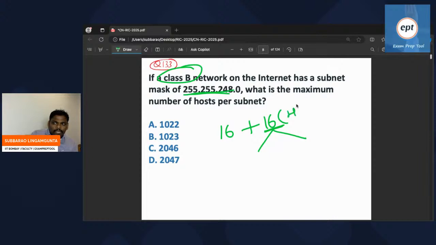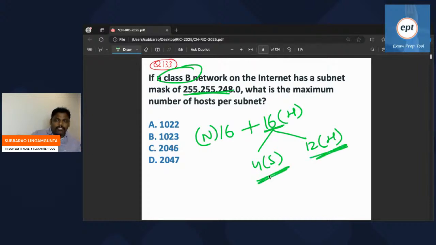Actually, 16 bits for host, 16 bits for network. But by seeing this mask, I can say a few bits from the host are gone. How many? Only 12 remain for host. 4 are going to be subnet. So 12 bits only host, and 4 is going to be subnet.